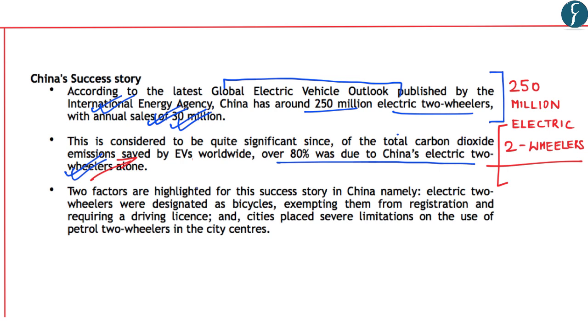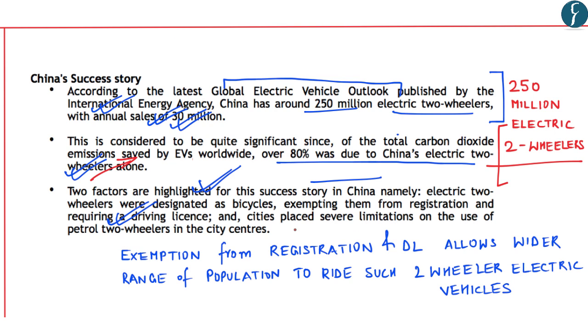Now two factors are highlighted for this success story in China. First, these electric two-wheelers do not require any registration and hence are exempted from requiring a driving license. This exemption from a driving license allows a wider range of the population to drive these electric bicycles. Another aspect which has also helped the growth of these two-wheeler electric vehicles in China is that the government has placed severe restrictions on the use of petrol two-wheelers in the city centers. So both these aspects have helped significantly in the growth of electric two-wheelers in China.